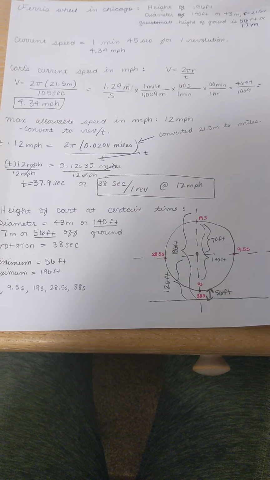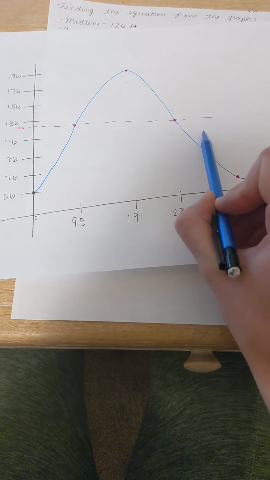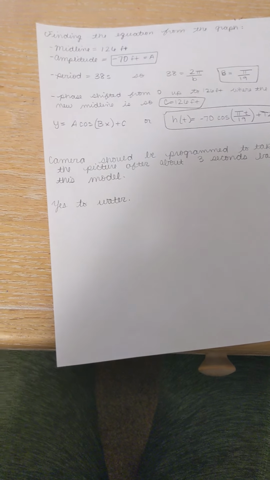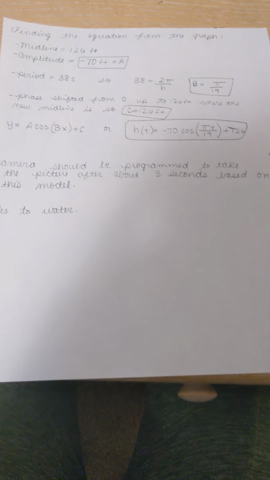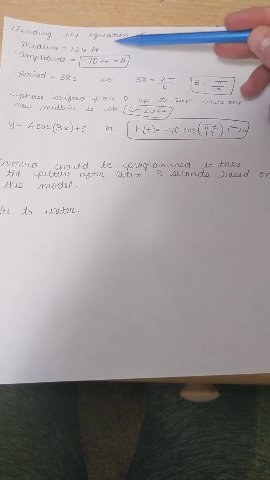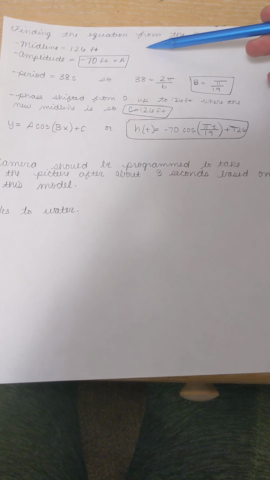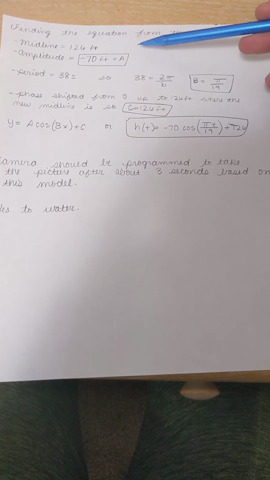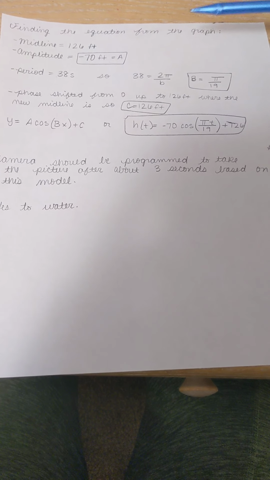All right, so same thing: at 0 seconds, we're at 56 feet, at 9.5 seconds, we're at 126, at 19 seconds, we're at 196, at 28.5 seconds, we're back to 126, and then back to the 56. 126 ended up being our midline. So the amplitude, 196 minus 126 is 70, and 126 minus 56 is 70, so we know that the amplitude is 70.